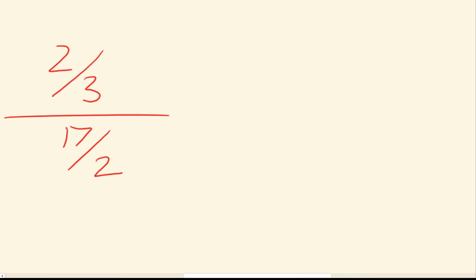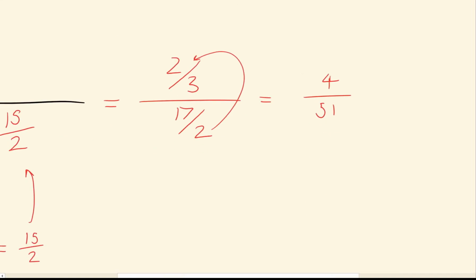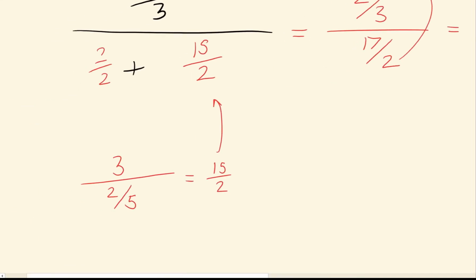And then same rules as before. This 2 jumps up with this 2 to give me a 4. These 3 and the 17 merge together, and 3 times 17 is 51. Okay, so if you've got a nested fraction, you just solve that annoying part first, which is here, and then pull it back into the equation or fraction above.